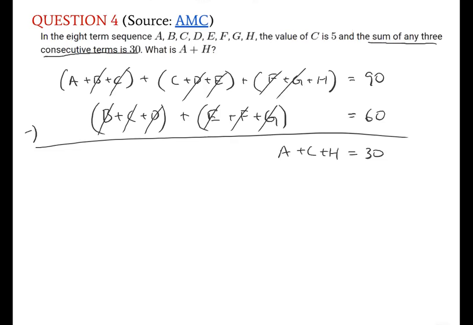Okay. So we know that C is also 5. So basically A plus 5 plus H is 30. So that means A plus H is 25.